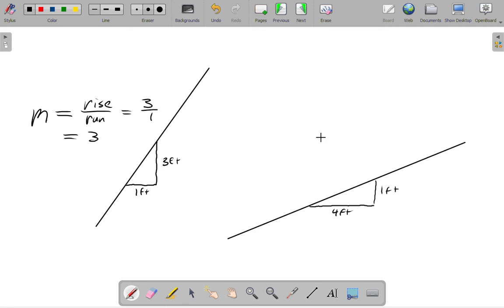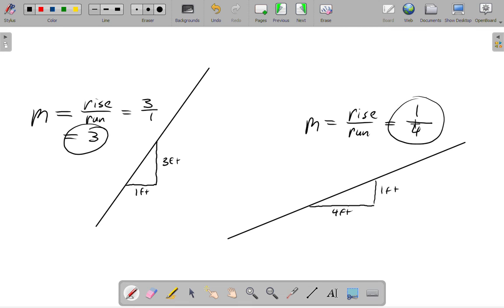How about the slope of this one? M equals rise over run. The rise is only 1 foot. It only goes up 1 foot, but it goes over 4 feet. So the slope of this one is 1/4. That's a real easy way to look at these two things and see which one's steeper. The one with a slope of 3 is way steeper than the one with a slope of 1/4. So that's how we're going to determine slope on our lines. Now, let me find a couple example problems here.